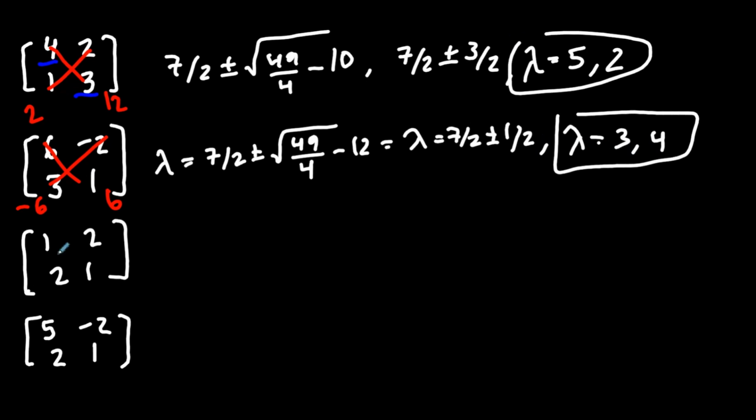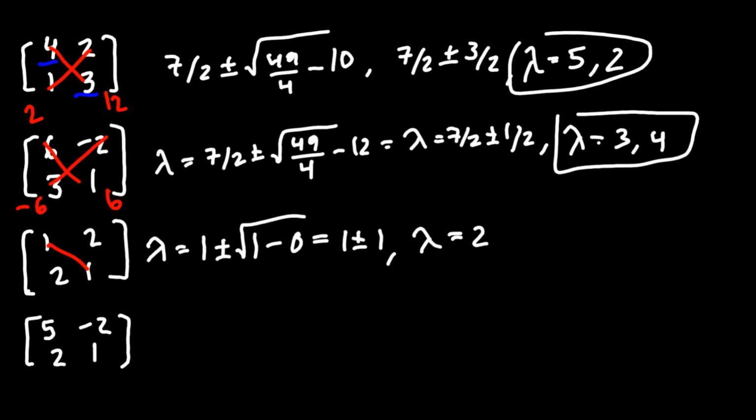So let's find the mean between these two. The mean between these two is just 1. So all we need to do is say that our eigenvalues are equal to 1 plus or minus the square root of 1 minus 0. So that means this is 1 plus or minus 1, so the eigenvalues are 2 or 0.